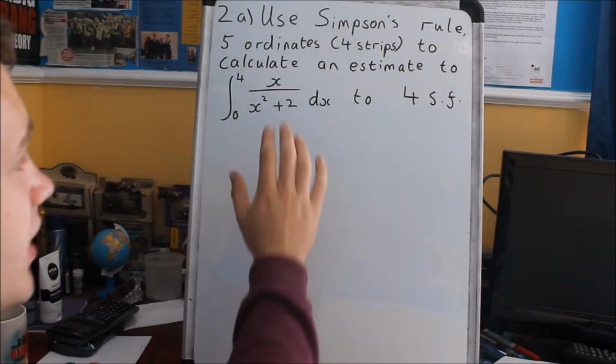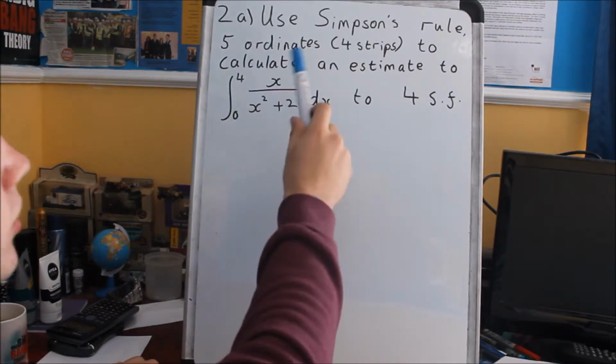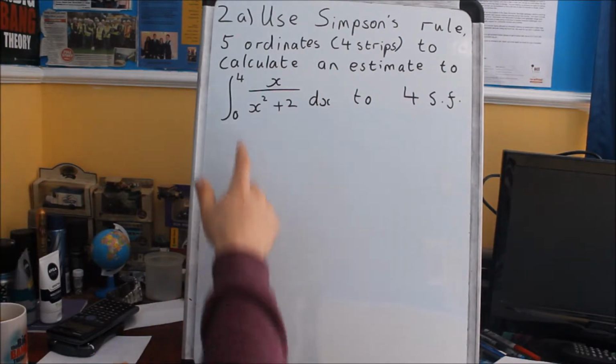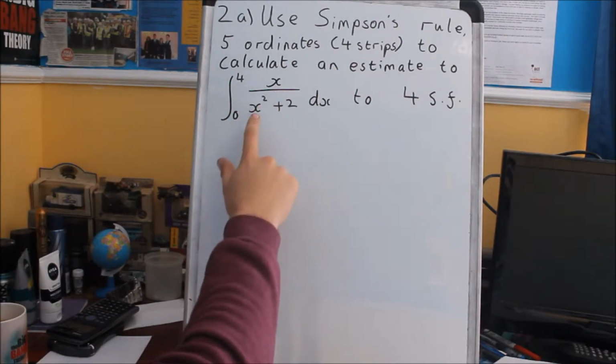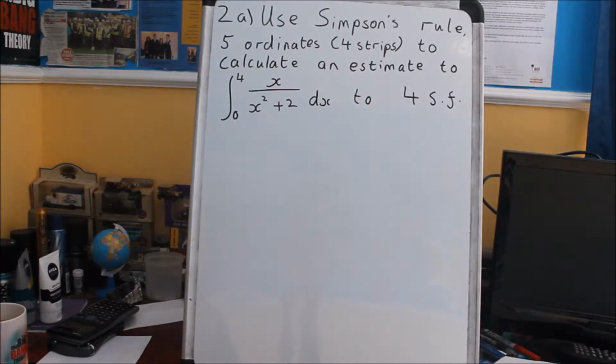So, question 2, there's an A and a B. A is probably going to take up quite a bit of room, so we'll do B on the next whiteboard. So A: use the Simpson's rule with 5 ordinates or 4 strips to calculate an estimate to the integral between 4 and 0 of x over x squared plus 2 by dx to 4 significant figures.